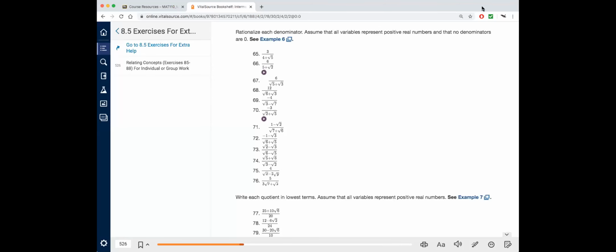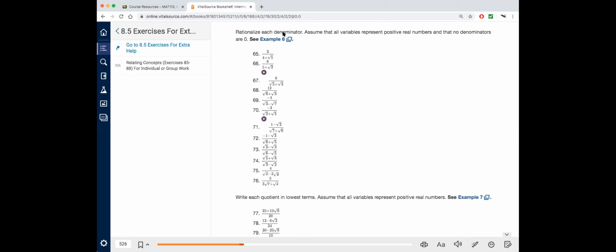Okay, so this is unit 8.5. And for the homework, we're doing the even ones from 65 to 75. So let's first read the question before we try to answer it. It says rationalize each denominator. Assume all the variables are positive. Don't worry about this part here.